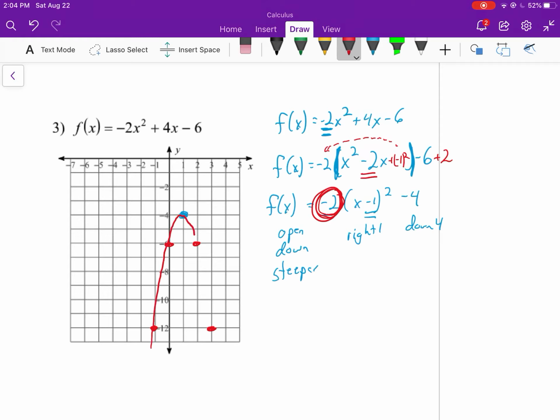Now another thing you can do once you get the vertex, you could make a little table and plug in values close to 1. So you could have plugged in 2 and 3, plugged it into this function and found those points. But there's the graph of the function.